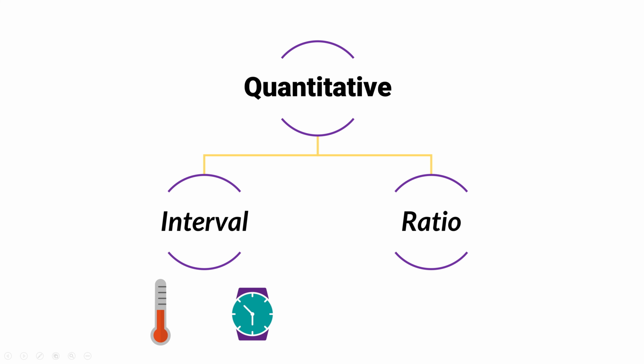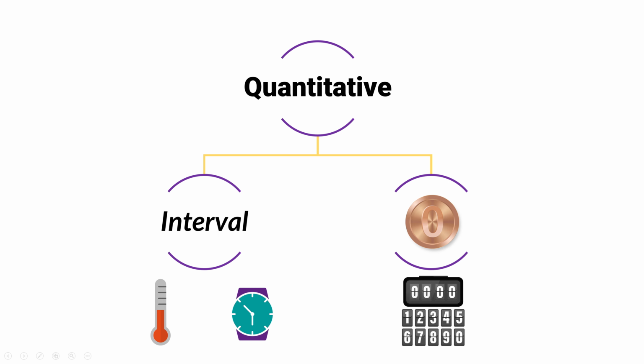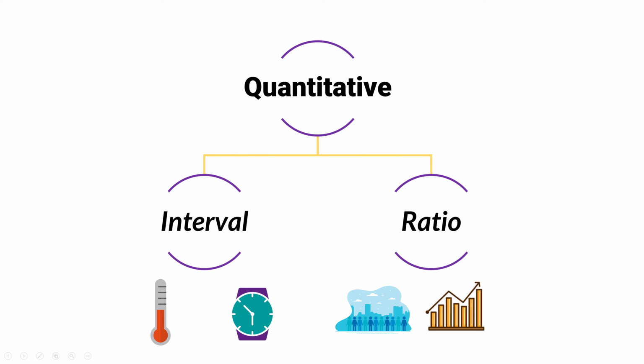The distinguishing feature of intervals is that they lack a true zero. In other words, there is no lack of time or temperature. On the other hand, numerical values with true or absolute zero are ratio. For example, $0 is the complete absence of money. Population of a country, total sale, product amount, or distance are all examples of ratio data.